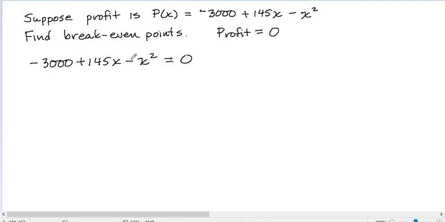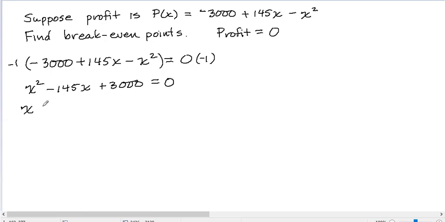Okay, if you have a negative in front of your x squared, it just becomes a little bit trickier to solve. I'm going to exercise my right to multiply an equation by a -1 on both sides if I want to. That would be a positive x squared. I'm also going to rewrite it in standard form. So positive x squared, negative 145x, and positive 3,000 equals still 0 on the other side.